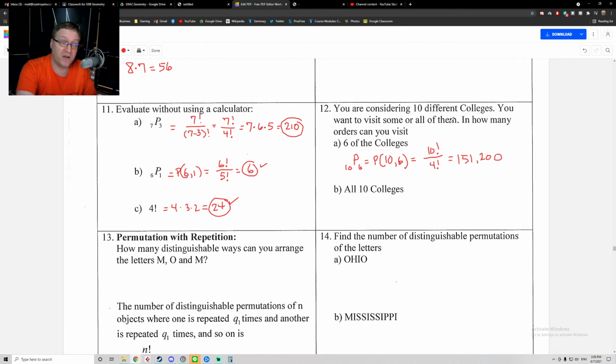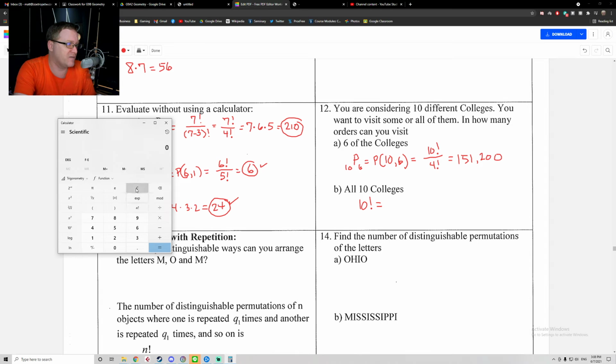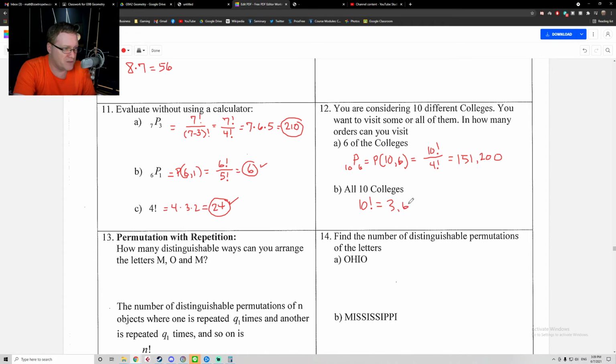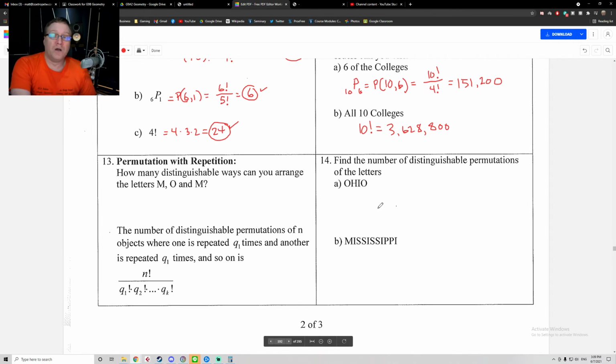Now, what if we wanted to visit all 10? So that's 10 of the 10 colleges. Well, that means we're just going to do 10 factorial. The first college we visit, there's 10 choices. The second college we visit, there's 9 choices. The third, there's 8, 7, 6, 5, 4, all the way down. So the answer is just going to be 10 factorial, which we can calculate is 3,628,800. And that's it.